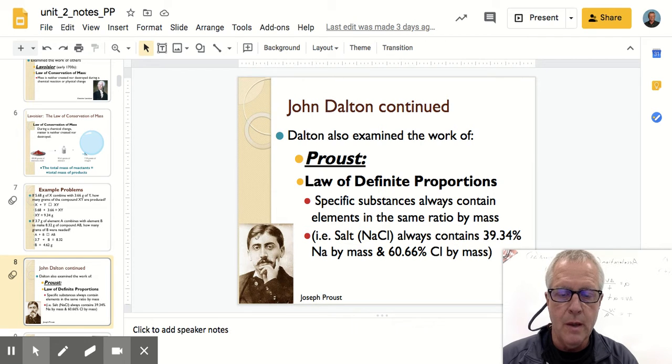Proust was another one that contributed. He looked at things like compounds, and it's always the same percentage by element. So in the case of salt, 39.3% sodium and 60.66% chlorine, that never changes. And so he established that.